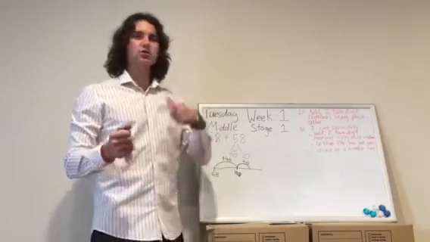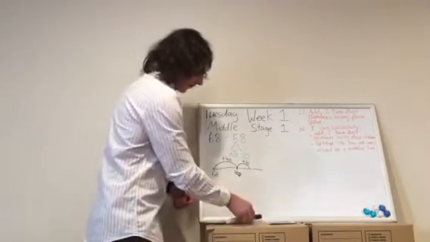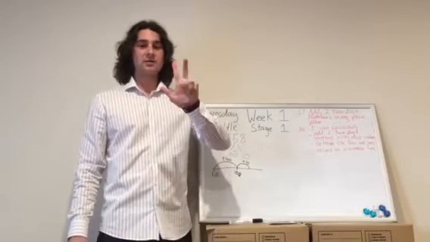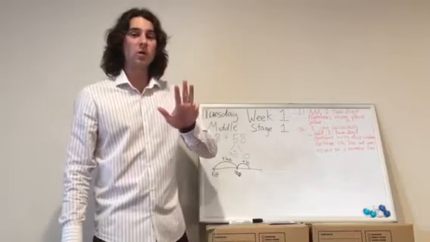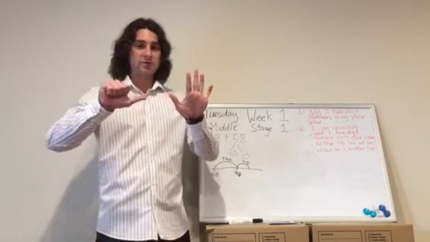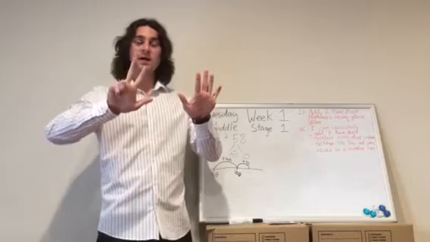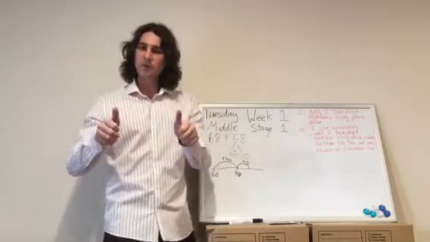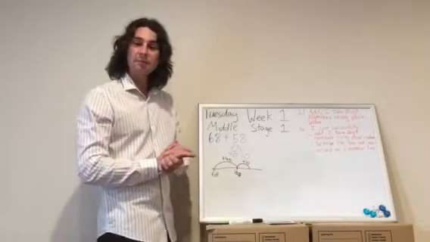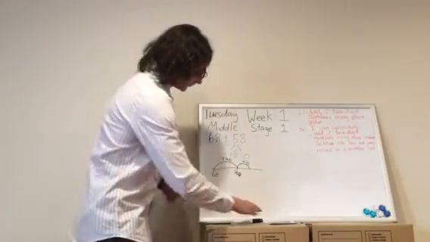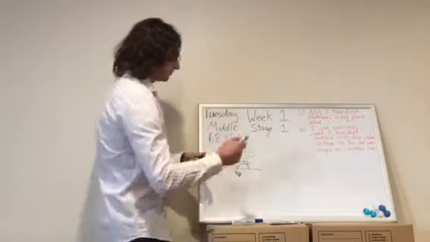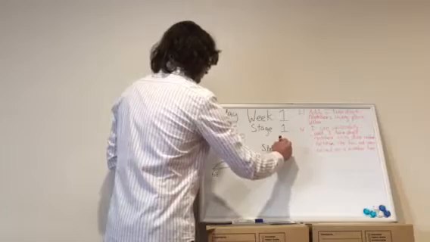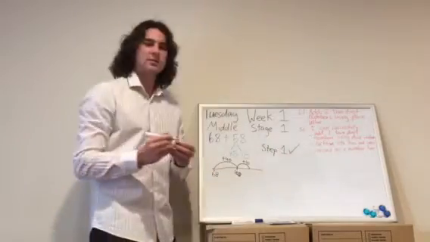108, 118. Let's see if that's right. 108, 109, 110, 111, 112, 113, 114, 115, 116, 117, 118. So I am right. You can also check that on a hundreds chart as well. So that's step 1. Put a big tick next to that.